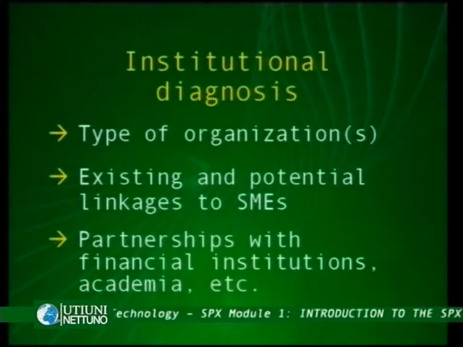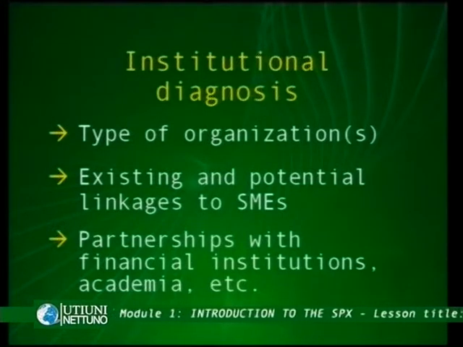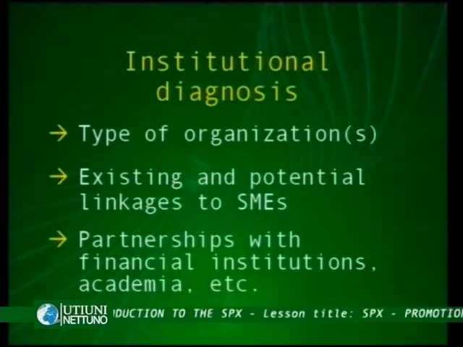The institution that is hosting the SPX should ideally have partnerships with financial institutions, as well as academia. This is important because the clients of the SPX are SMEs, and the supplier assessment will perhaps point to the need for the SMEs to upgrade. And upgrading requires finance. So if there is a memorandum of understanding or a partnership with an existing financial institution, a major bank, or an equity or venture capital association, or the like, this can be very helpful when it comes to supplier development and supplier support.